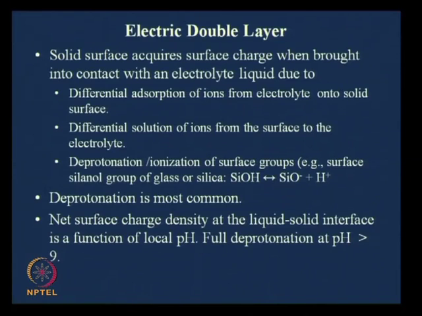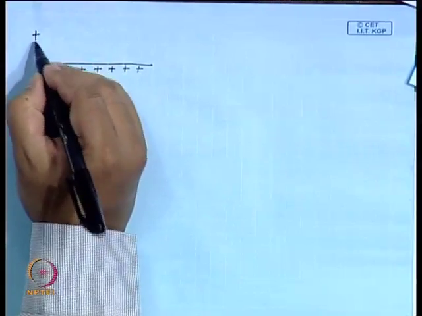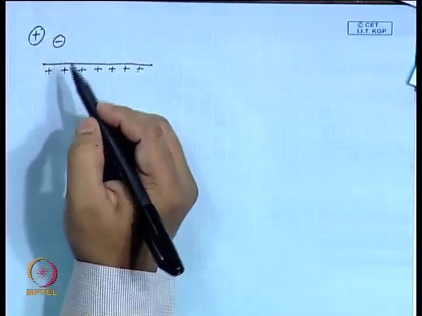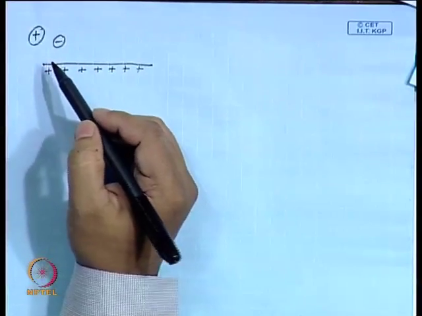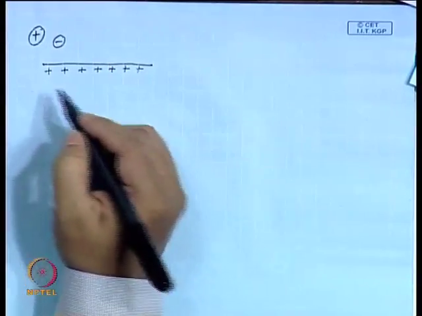In fact, if you look at this PowerPoint slide, a solid surface acquires surface charge when brought into contact with an electrolyte liquid due to 3 reasons given here. First, differential adsorption of ions from electrolyte onto the solid surface. These ions, plus and minus, are roaming around everywhere on top of the surface. There is differential adsorption, that means some particular ions are adsorbed more by the surface than others, and thereby you are developing some extra charge.